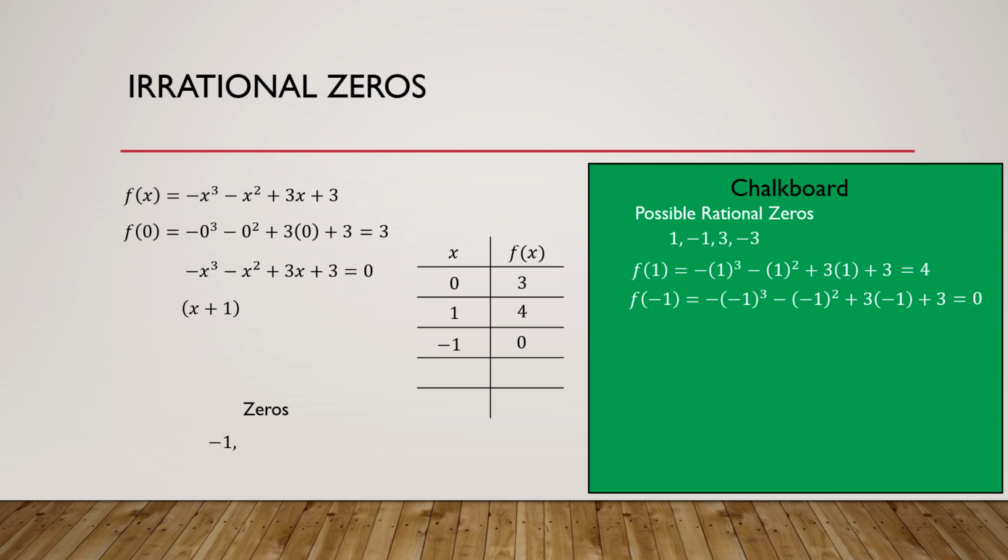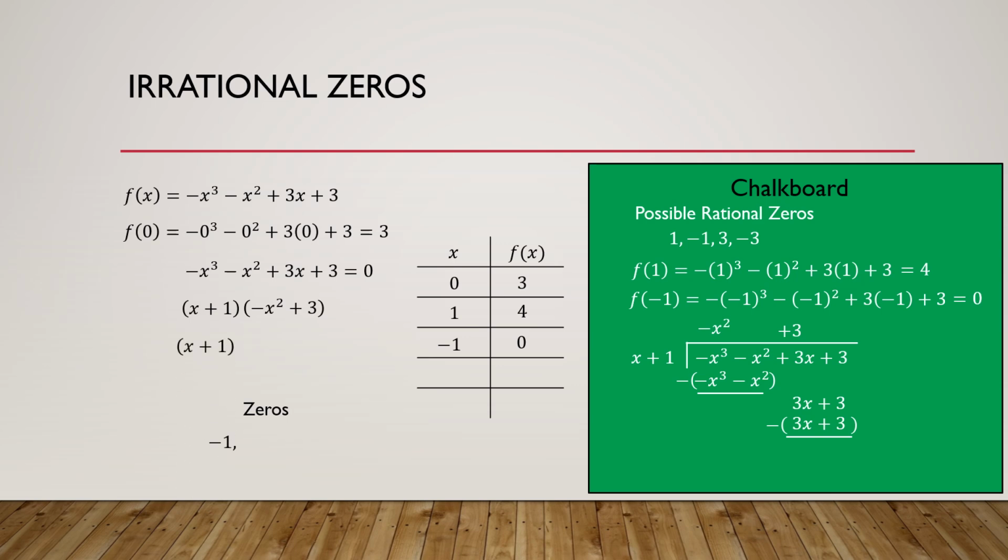Next, we'll use polynomial division. Negative x cubed minus x squared plus 3x plus 3 divided by x plus 1. Negative x squared times x plus 1 equals negative x cubed minus x squared. Subtract to get 0. Next, bring down to 3x plus 3. 3 will be our last term, times x plus 1 is 3x plus 3, and this gives us no remainder. Therefore, the original function factors into x plus 1 times the quantity of negative x squared plus 3.